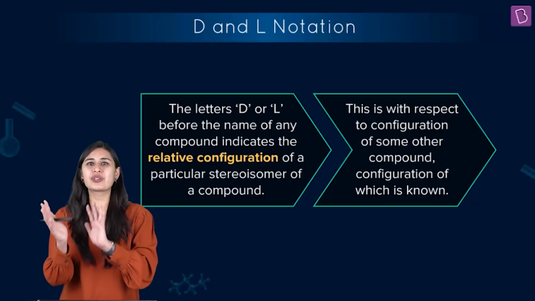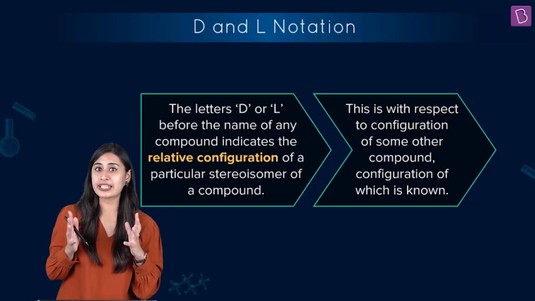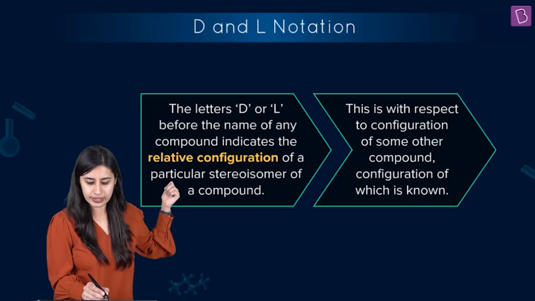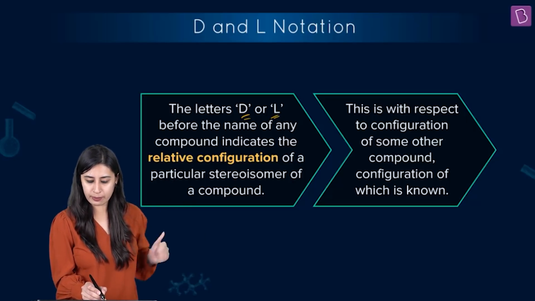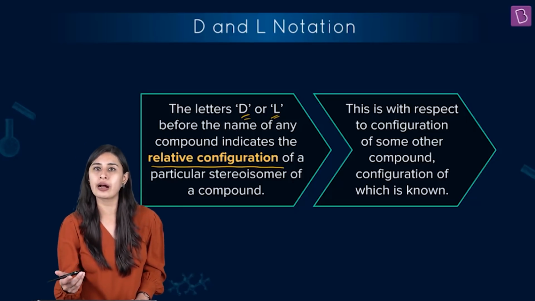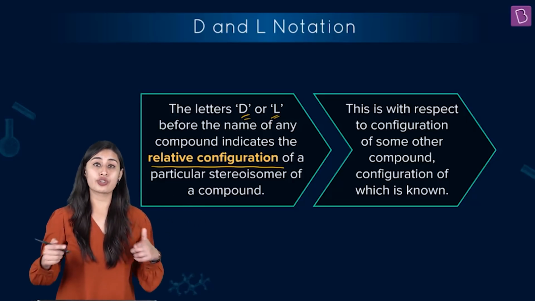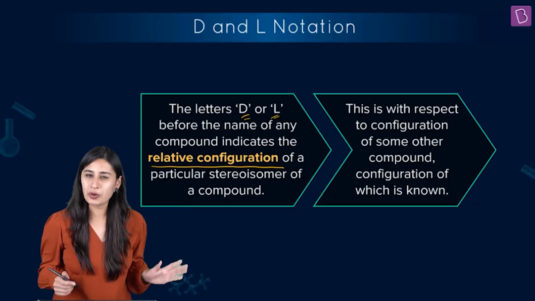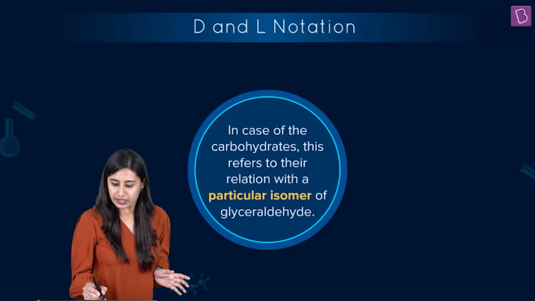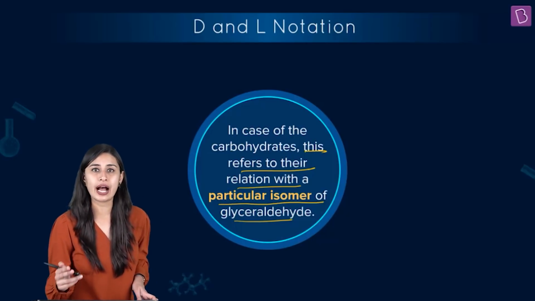So if the OH is on the right side, we simply write capital D. And if it is on the left side, we simply write capital L. So you can understand it is relative, isn't it? So the letters capital D and capital L before the name of any compound indicate the relative configuration of a particular stereoisomer of a compound. This is with respect to the configuration of some other compound, the configuration of which is known. So when I'm talking specifically about carbohydrates, you should understand this very point that this refers to their relation with a particular isomer of glyceraldehyde.